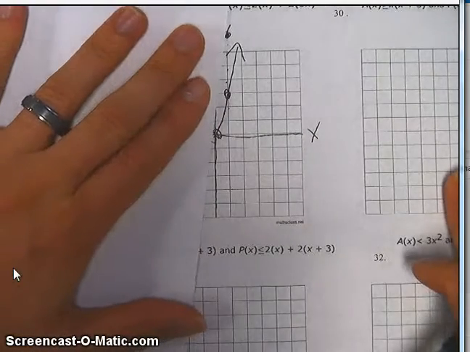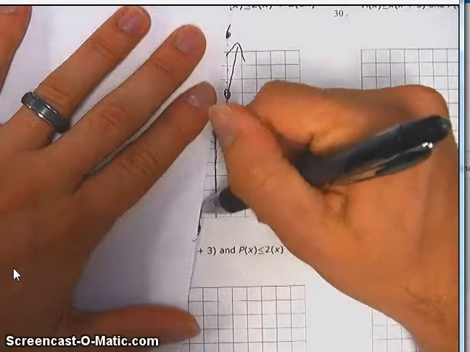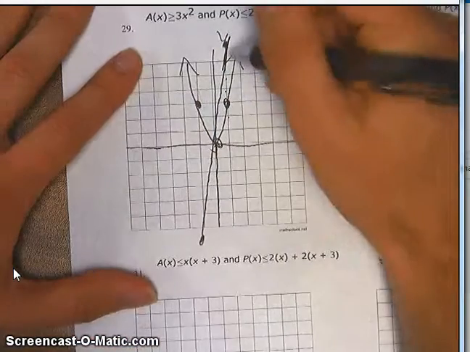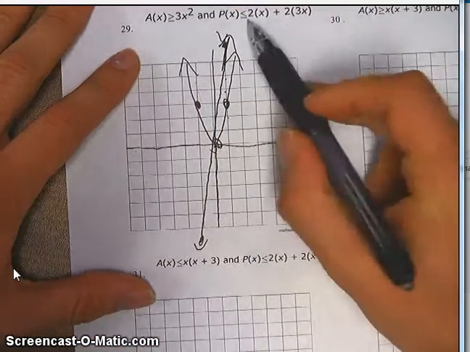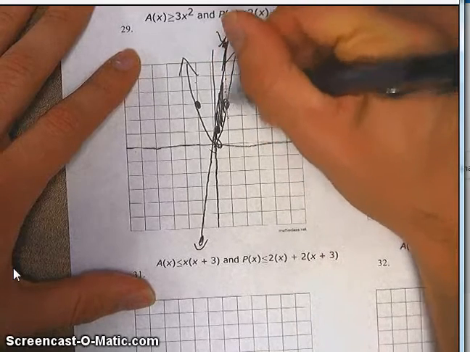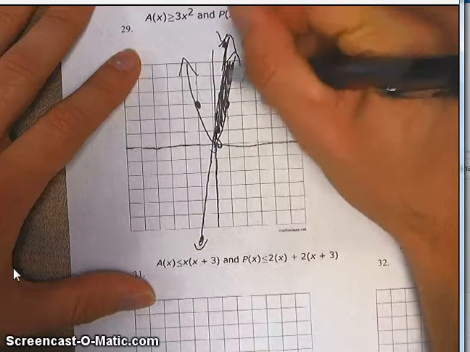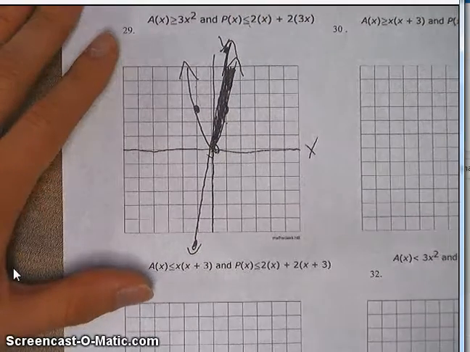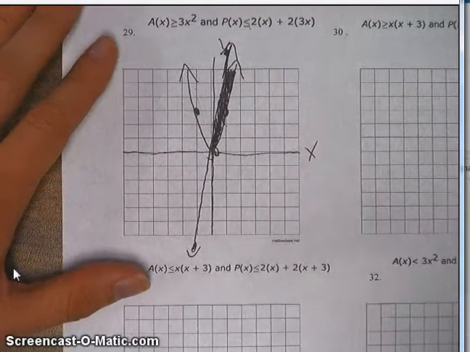So I can just kind of draw it in like this. And it's a solid line. And it's all the stuff that's less than that. So the solution space is right in here. Okay, that's the stuff. That's the solution space.